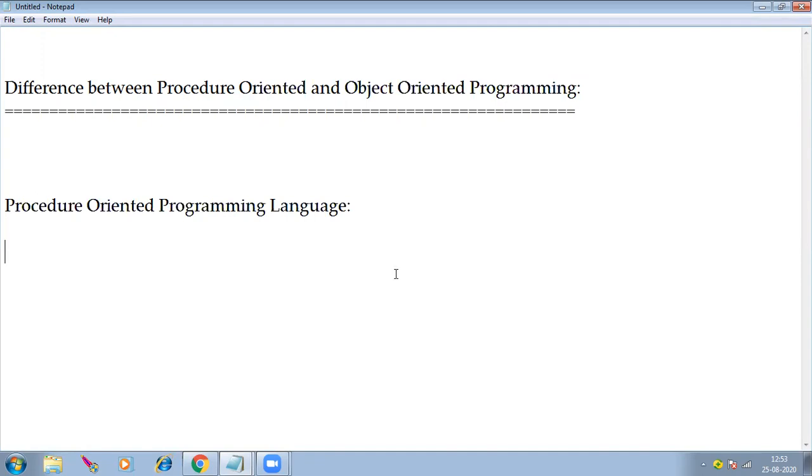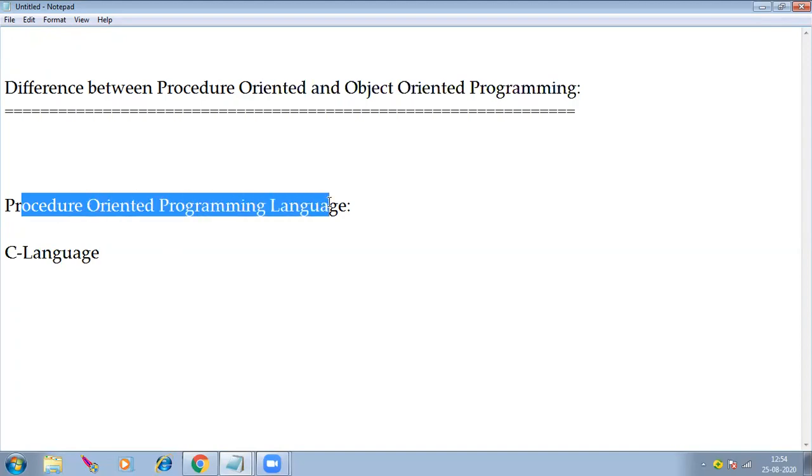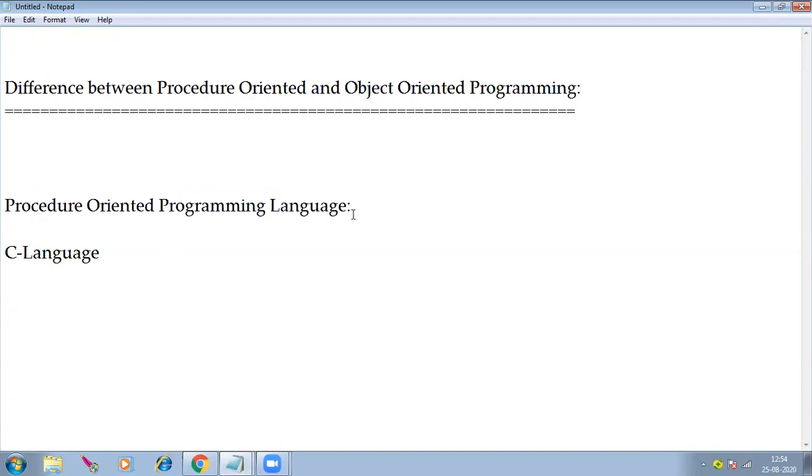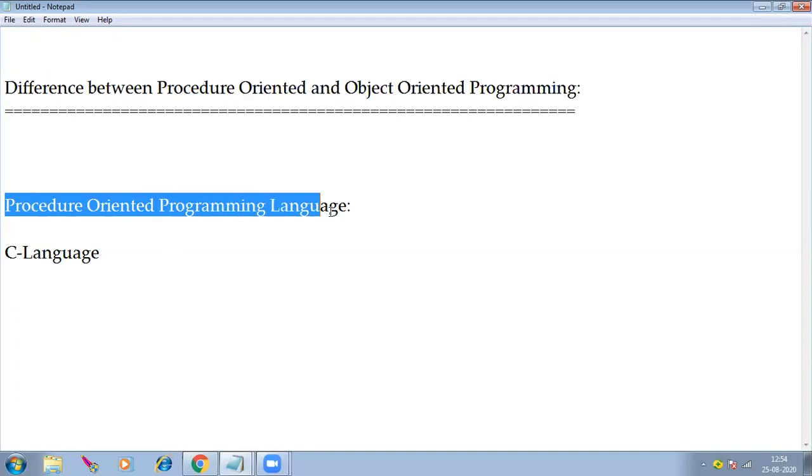See, basically, C language is a procedure oriented programming language. So why are we calling C a procedure oriented programming language? Let me give the definition. Any programming language in which we can write the programs by defining only functions, such a type of programming language is known as procedure oriented programming language.